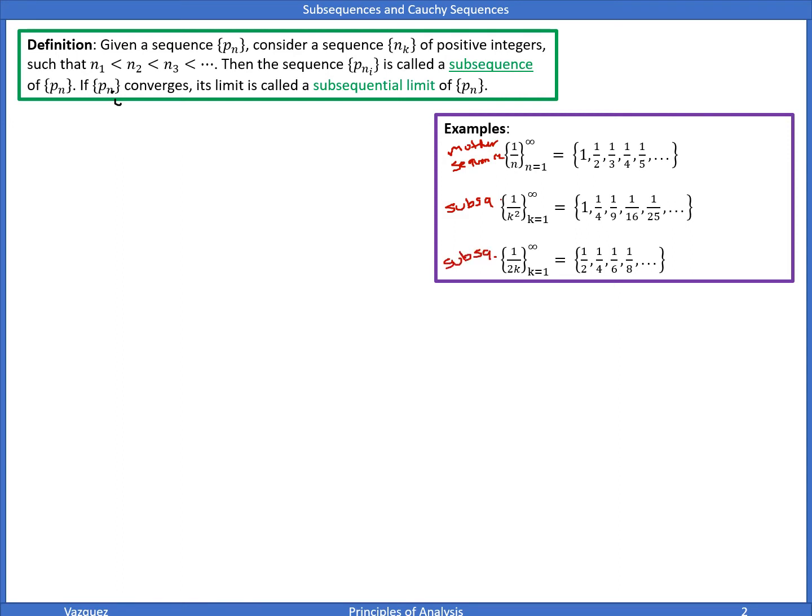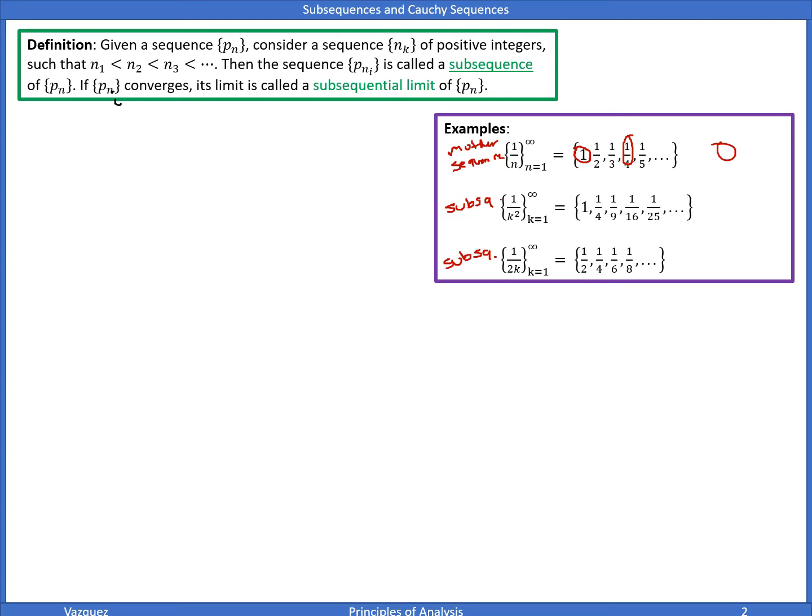The range of this sequence is 1, 1/2, 1/3, 1/4, 1/5, and so on and so forth. A subsequence would be 1 over k squared. So it'd be 1, 1/4, 1/9, 1/16, and so on. It's basically just choosing some of the terms of the sequence: 1 over 9, somewhere over here, and then 1 over 16, further out, and so on.